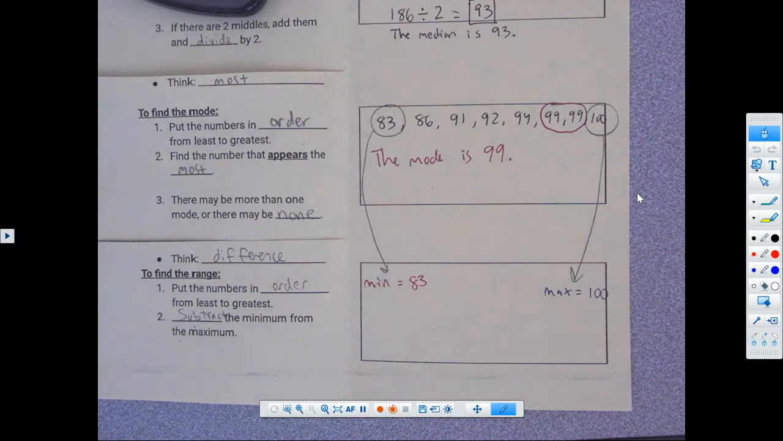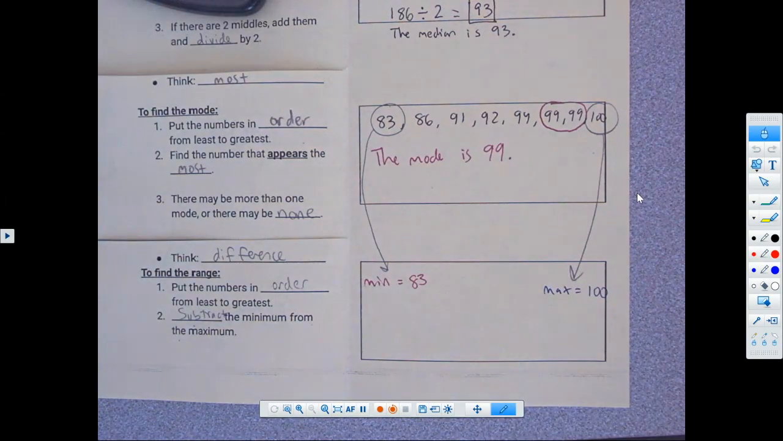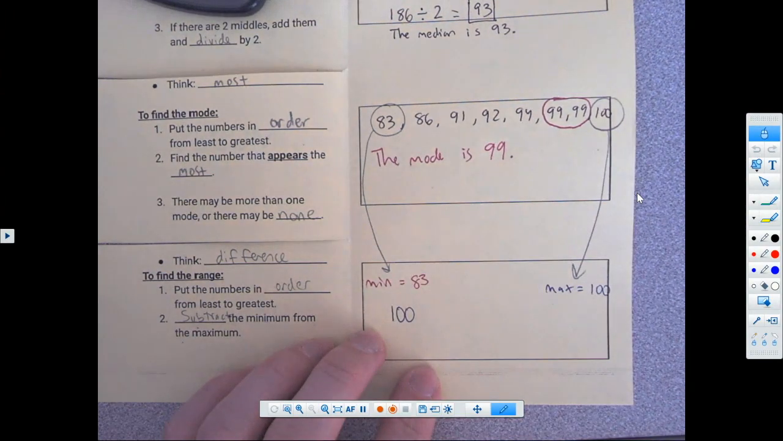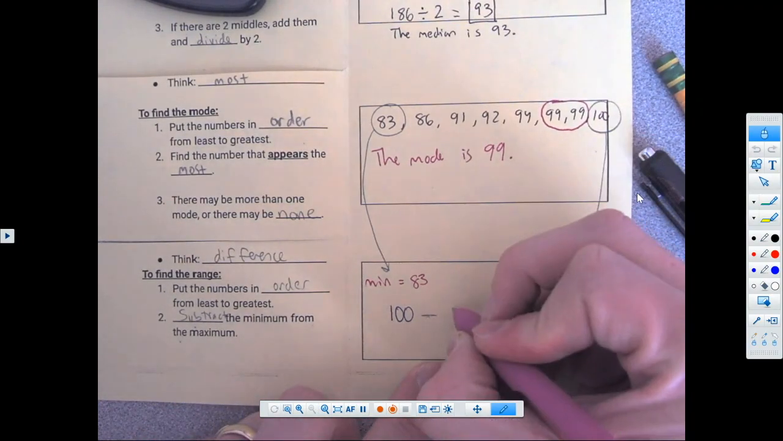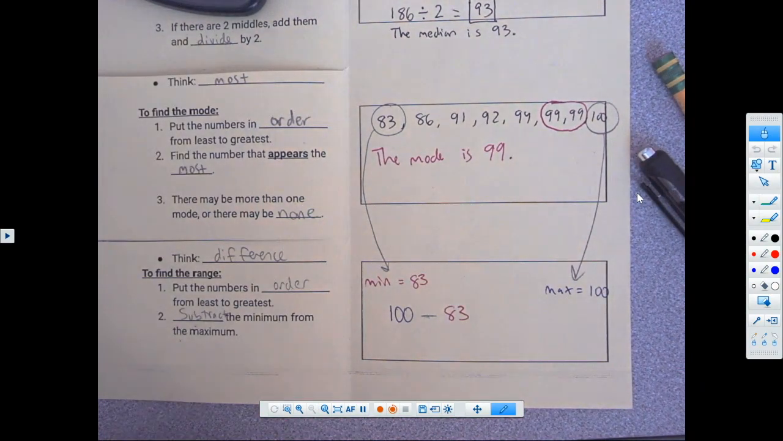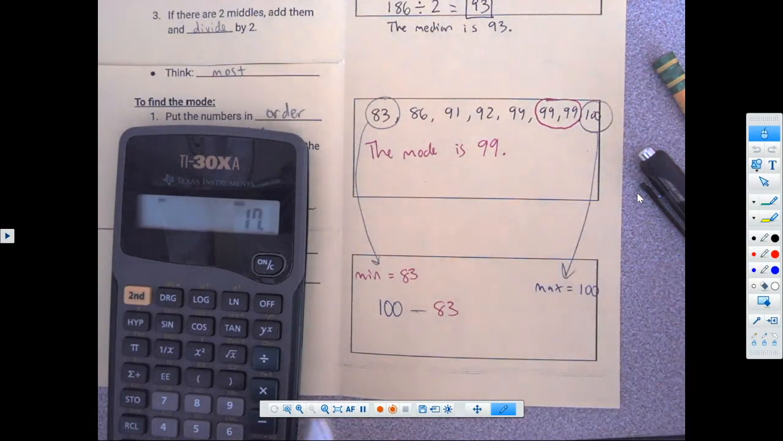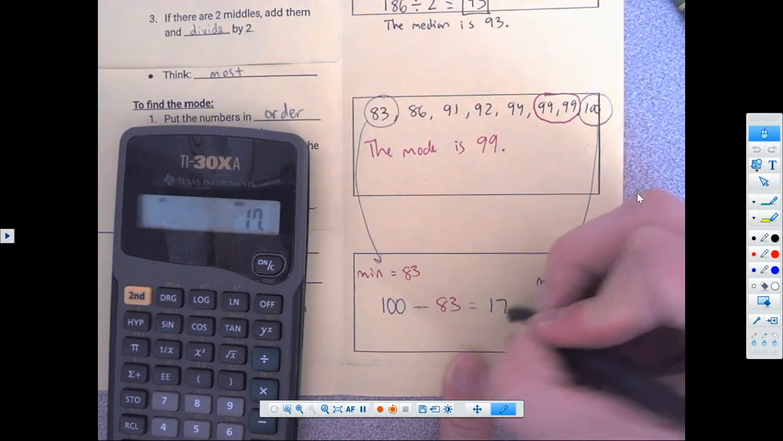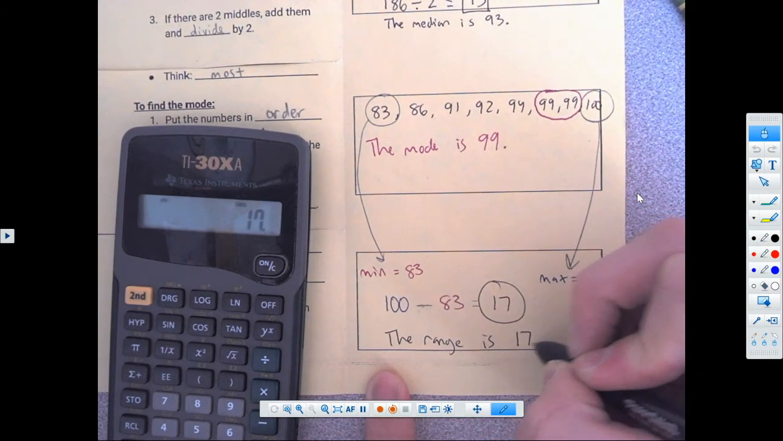So finishing this up, we have to take our maximum and subtract the minimum from it. So what that actually means in a very literal sense is that I'm going to take 100, my maximum. I'm going to subtract my minimum, which is 83. I can do that in my head and say that it's 17, but I want to double check on my calculator just in case, since I have that as an option. 100 minus 83, I get 17. So 100 minus 83 equals 17. So the range is 17.